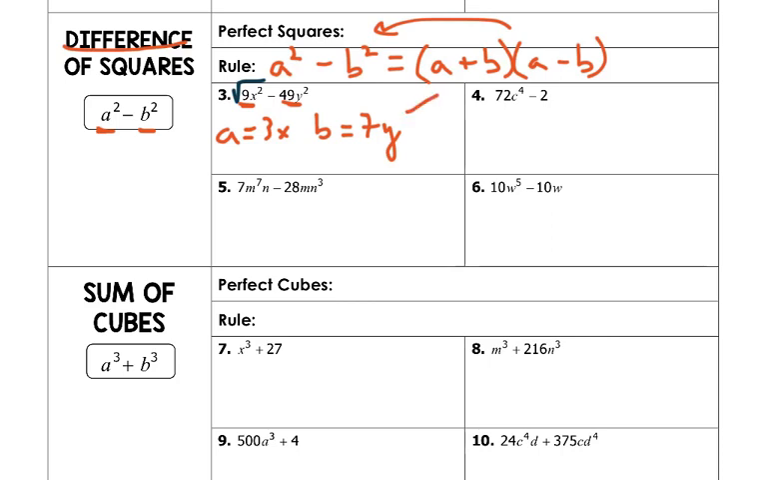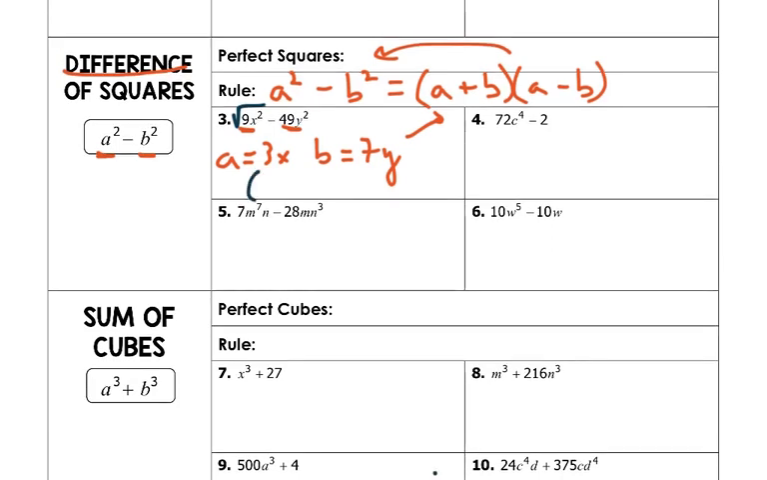All we have to do is look up at our formula that was given to us, a plus b times a minus b. It really doesn't matter what order the signs are in, as long as one is plus and one is minus. So let's go ahead and plug them in. Instead of a, we're plugging in 3x. Instead of b, we're plugging in 7y. So we end up getting 3x plus 7y and 3x minus 7y. Excellent. And we're done. That's it.